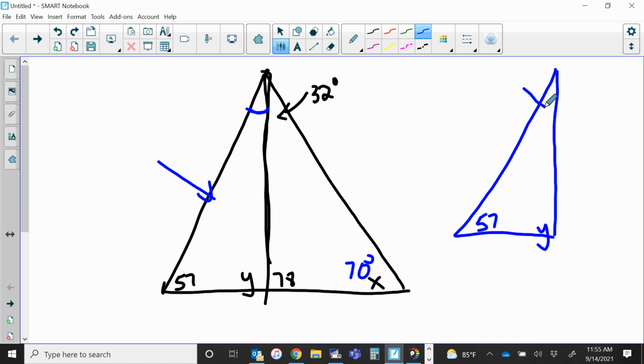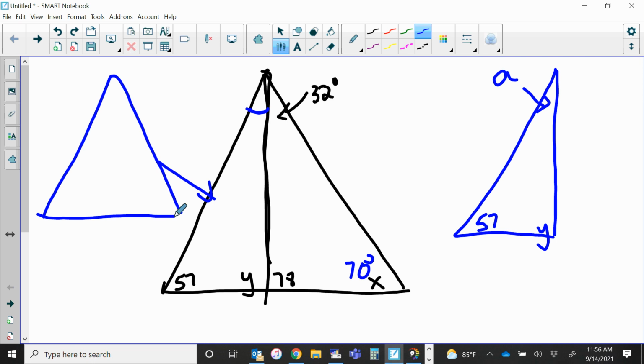So they didn't ask me to find this angle, but I could find it. We're going to call that angle A. It's just another variable. I just picked A just because. Does everybody understand that? Okay. Does everybody see the big triangle? Notice I'm doing a lot of redrawing. Does everybody see the big triangle?